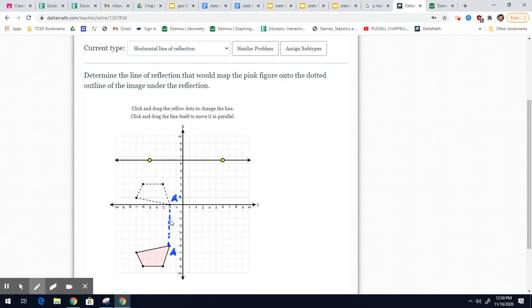There are 1, 2, 3, 4, 5, 6 units in between these two points. So 1, 2, 3, that would be the midpoint, to make this segment congruent to that segment. And it has to be perpendicular. So I hope you can see that this is where my line of reflection is going to go. As I drag this down, I'm going to put it right on top of that blue line.